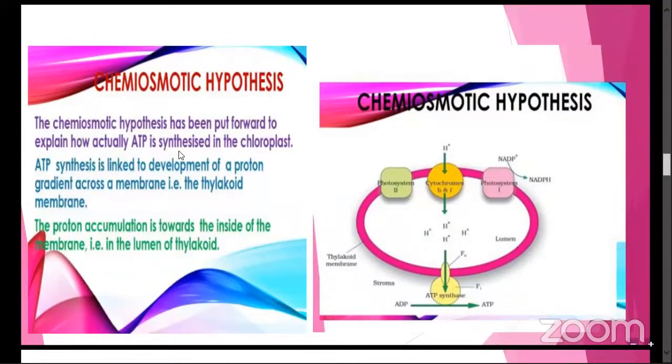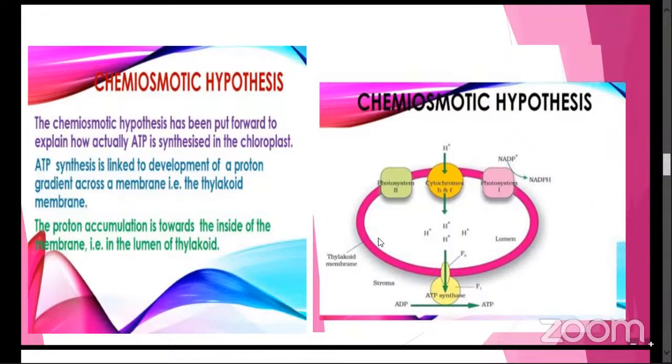Then next, on the outside of the outer membrane, there is an enzyme called NADP reductase. This enzyme is situated on the outside of the outer membrane, that means towards the stroma, since the thylakoid is embedded in the stroma or matrix. That point should be understood. These two are the important things.